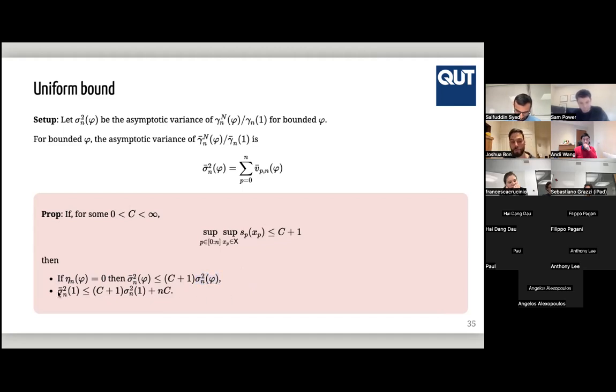And for the normalizing constant, you get almost the same thing, but because it's not centered, you have this additional n, where n is the number of steps in your Feynman-Kac model, times C.